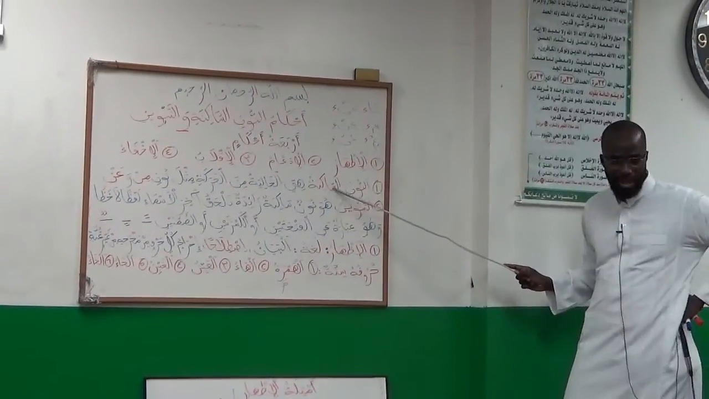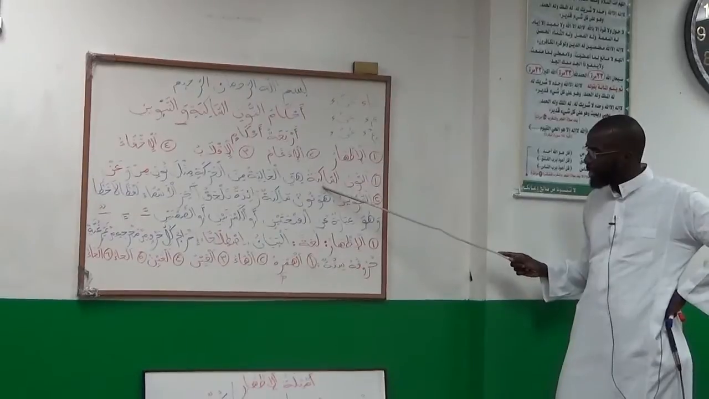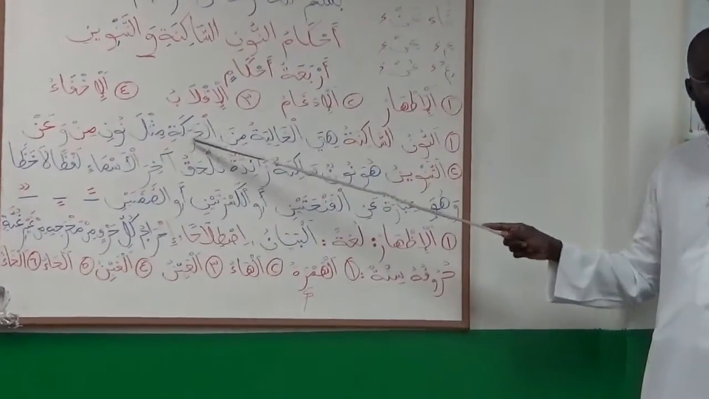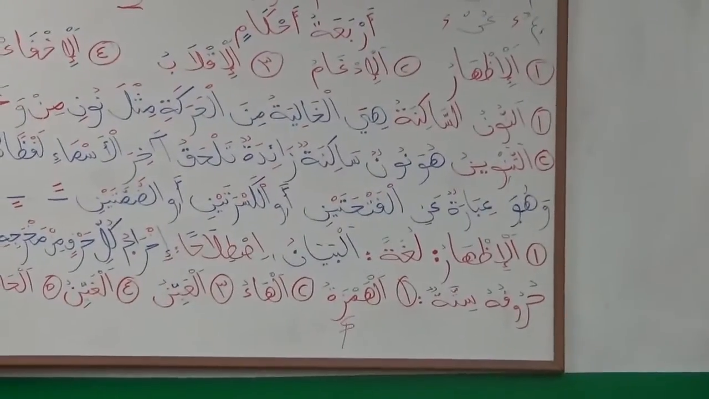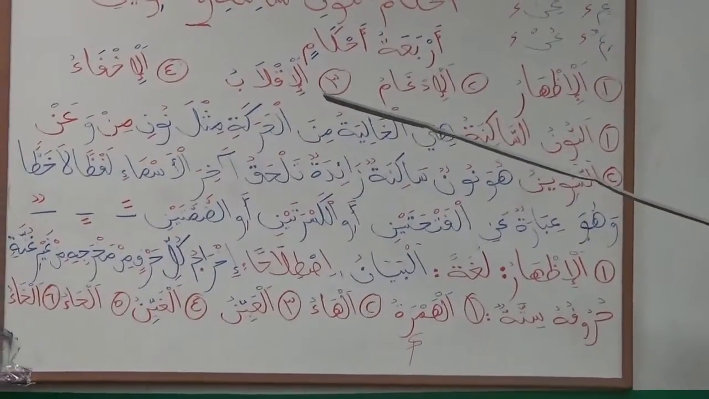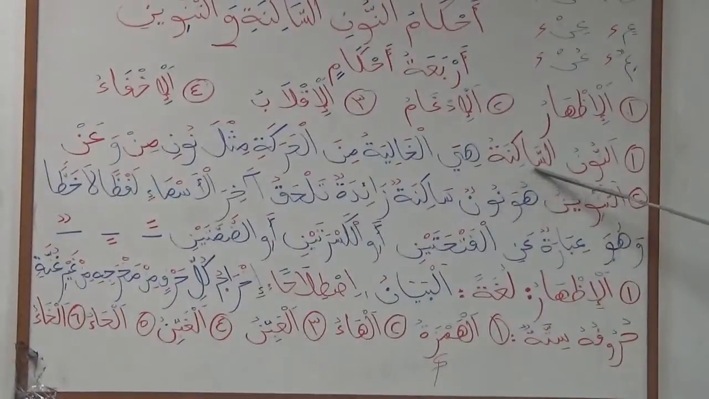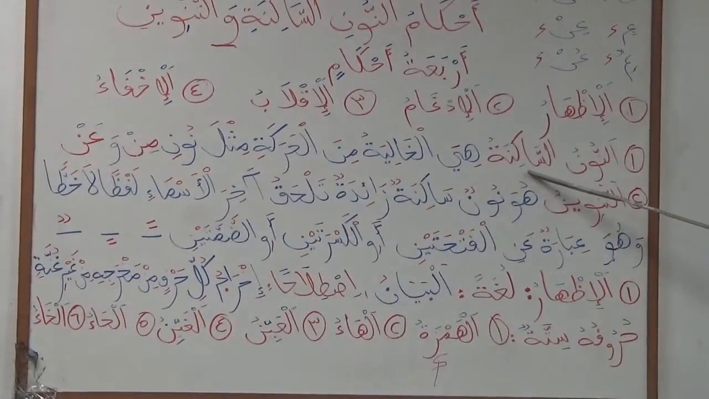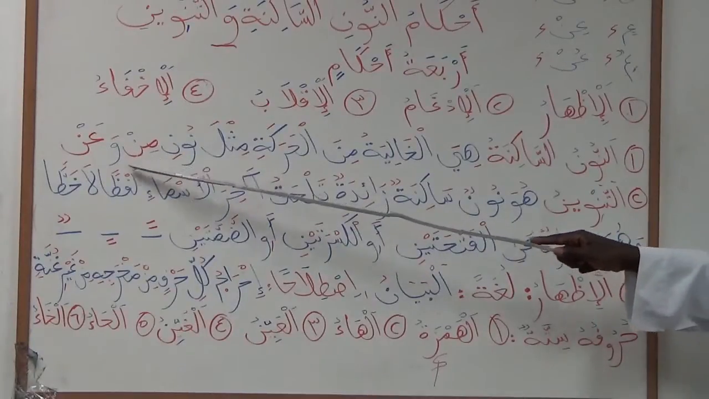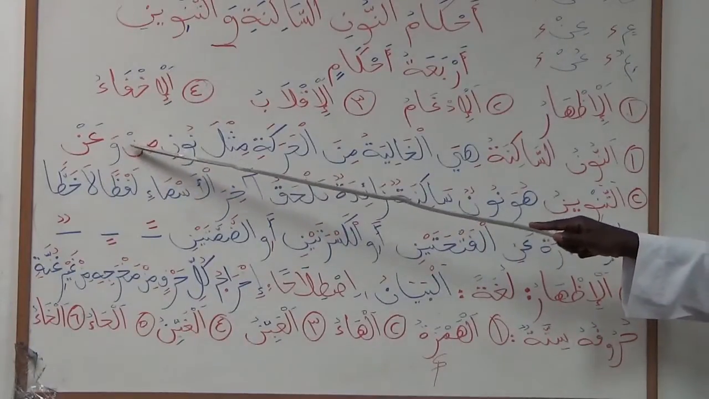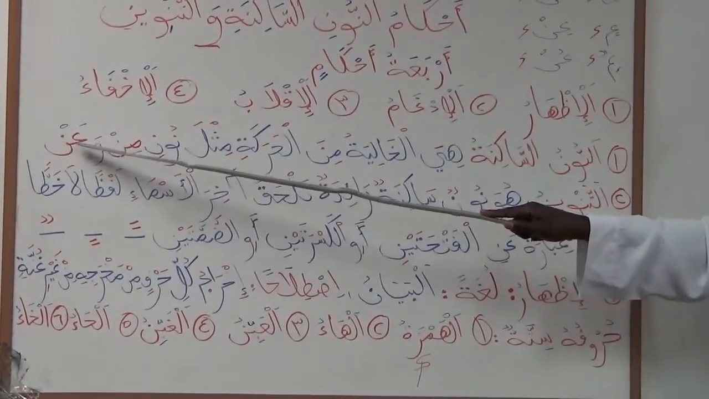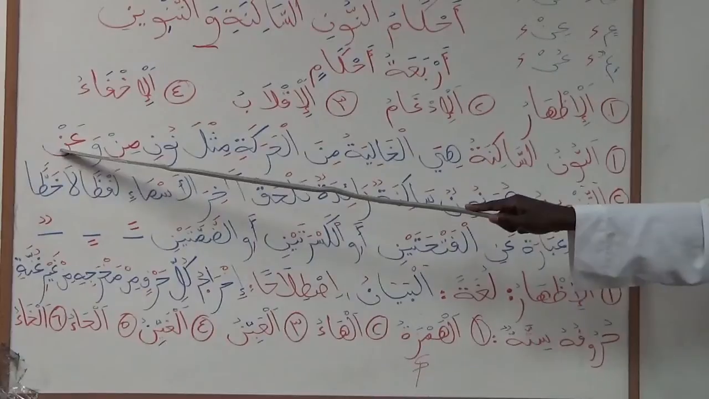So what is an-nun as-sakina? He says an-nun as-sakina is a nun that has a sukun. Hiya al-khaliya min al-haraka. It is the nun that is devoid of a vowel, a fatha, or a dhamma, or a kasra. It does not have it. It has a sukun. As-sakina is a sukun, right? So like the nun of this word, min. Min has a nun that has a sukun. And an has a nun that has a sukun.